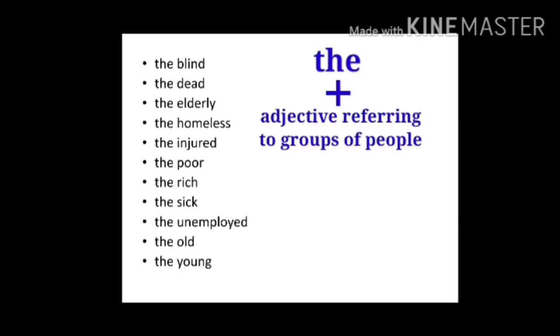Again, this slide would refer to another usage of the article the. We use the plus an adjective referring to groups of people. So for example are the words the young. This means automatically that you are referring to all the people who are young. So you do not have to say the young people. You can just say the young. You can remove the word people already.